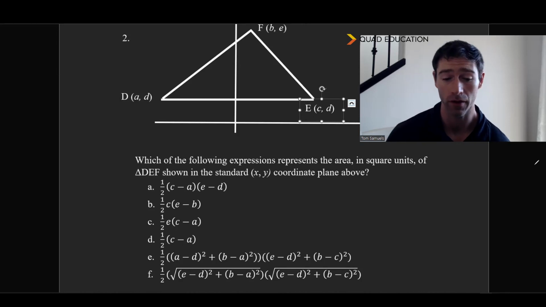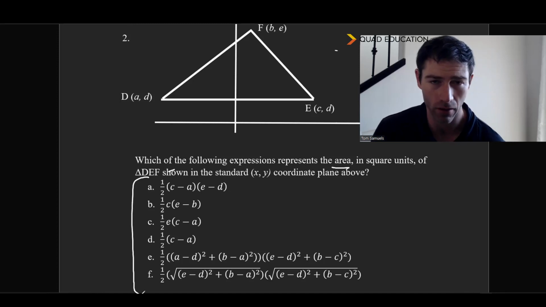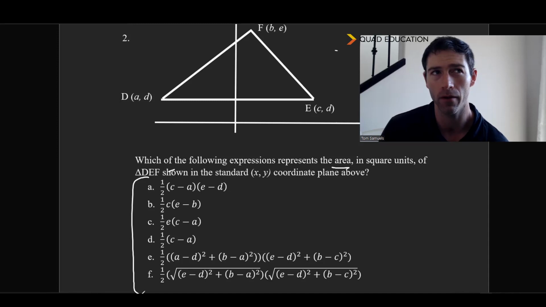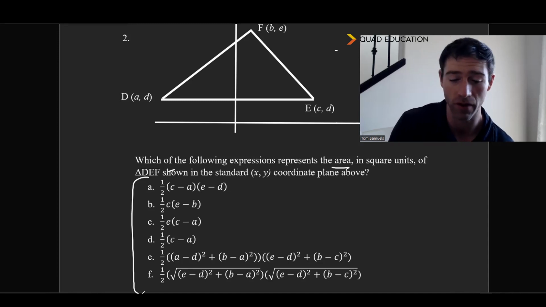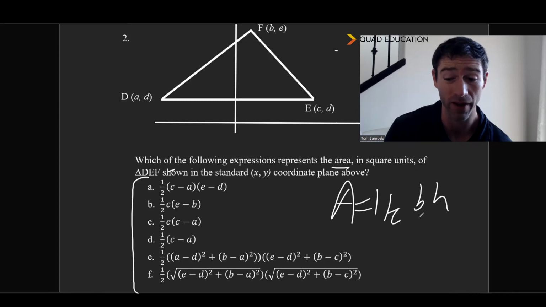All right, let's take a look. So the question asks, which of the following expressions represents the area of DEF shown in the standard XY coordinate plane above. And so we have all these really convoluted values here. And you can spin your wheels and look at these for a really long time until you realize that, once again, the area of a triangle is 1/2 base times height. So can we find the base?